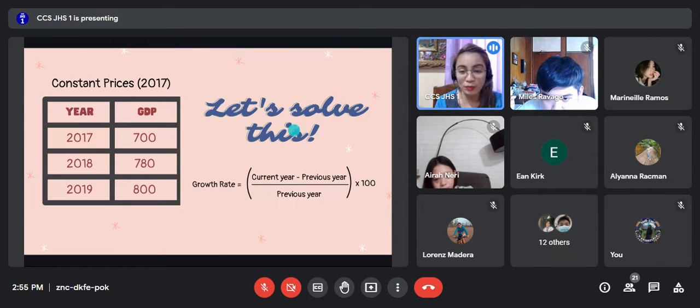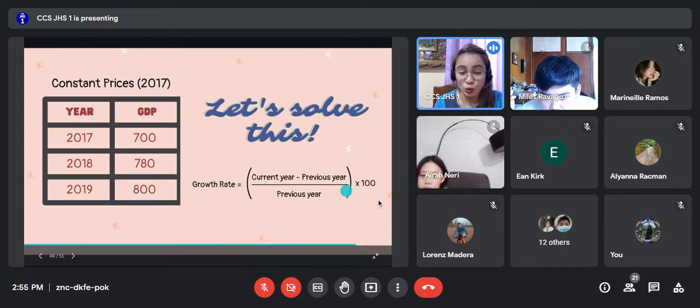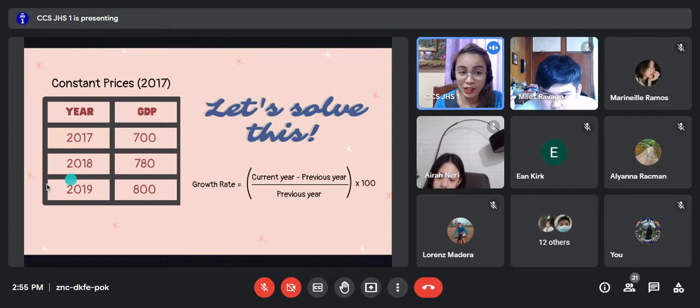Before I explain how to solve that one, I want you to try solving the growth rate for yourself. Just follow the formula as shown on the screen. And of course, when you say current year, you will not solve for that year's growth, you will use the GDP for that year. The year you use is the one you are computing, like 2019 minus 2018.